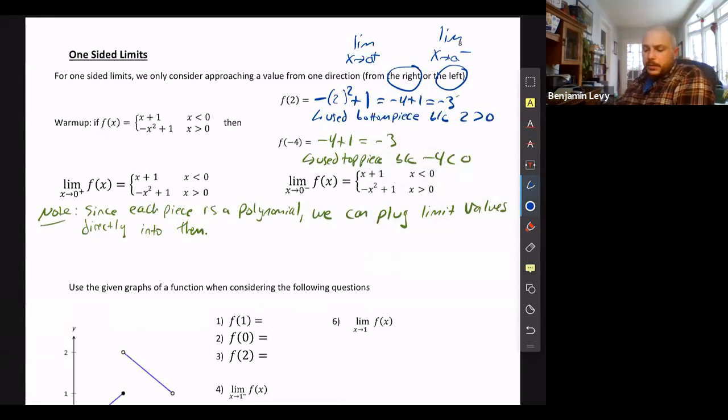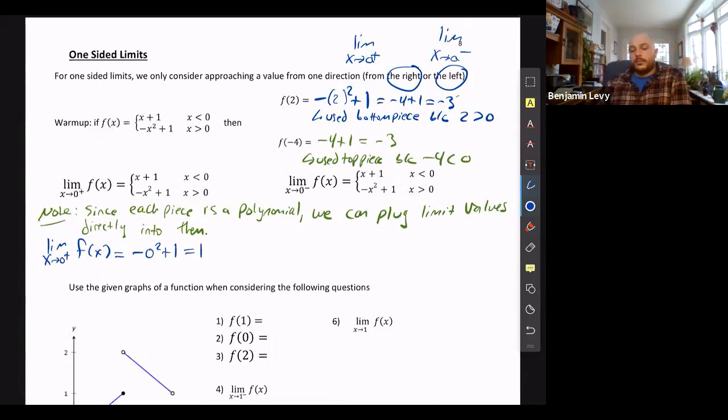Okay, so on the right-hand limit, approaching 0 from the right, we're plugging numbers to the right of 0, in other words, bigger than 0, so we would want to use the bottom piece. So if I do the limit as x approaches 0 from the right, I'm using the bottom piece, and so that's going to be this. And if I'm doing the left-hand limit, we're going to use the top piece.